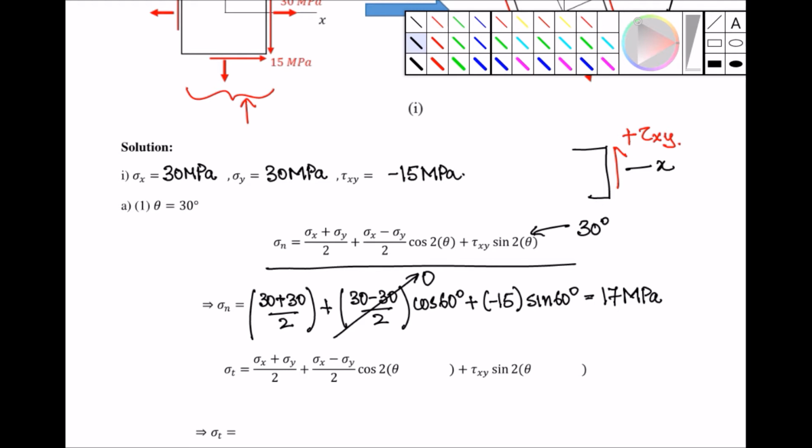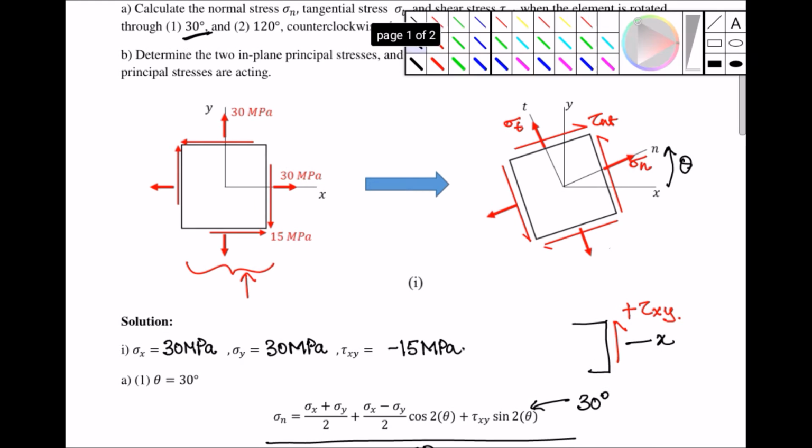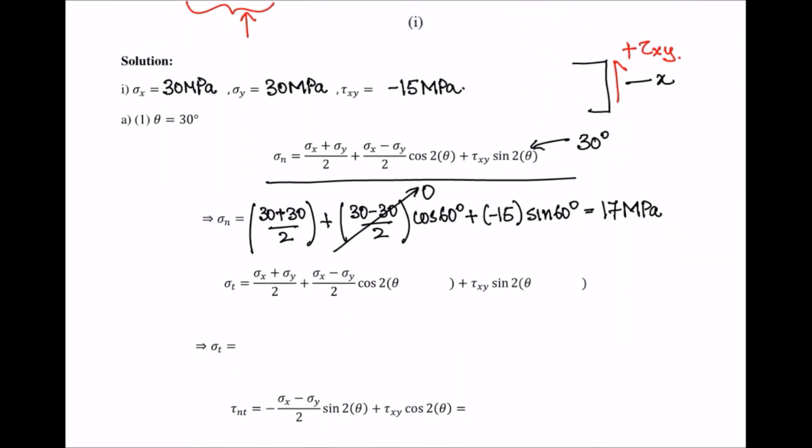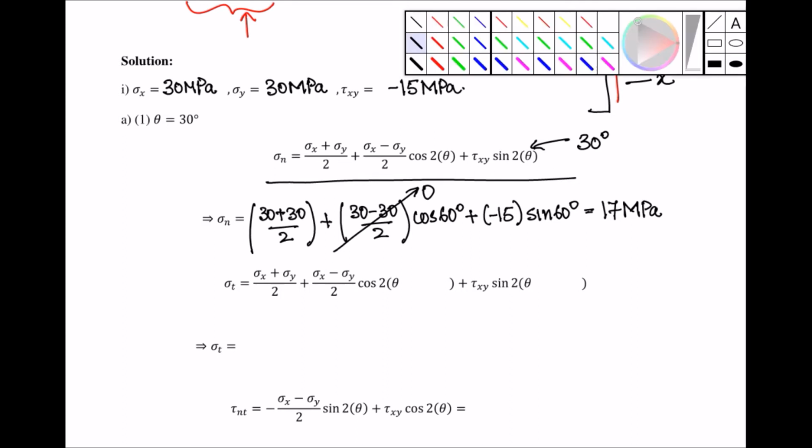We are then asked the value for sigma t. If we scroll up and look at the angular difference between the n and the t axis, we see that they are 90 degree apart. So if we were to use the same formula for sigma n, but now replace theta by theta plus 90 degree, we would have our answer for sigma t. So in this case, theta plus 90 degree equals 120 degree. Therefore, 2 theta prime equals 240 degree.